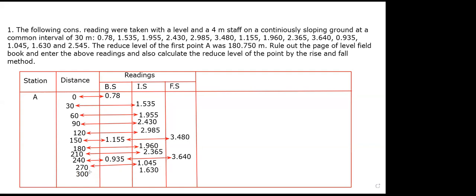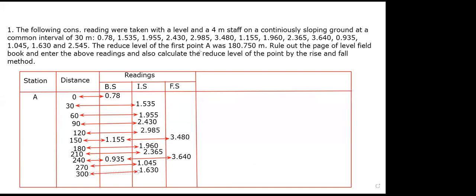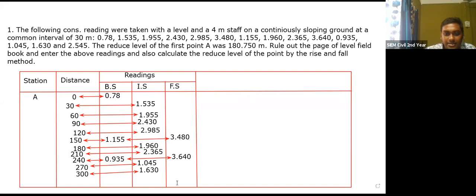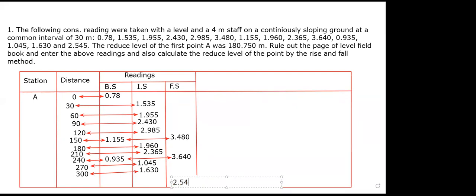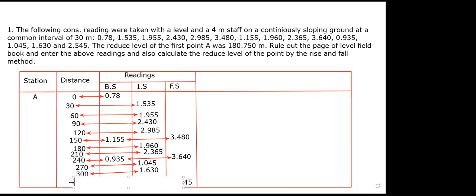Now the last reading is FS, 2.545. Consider the last reading as the FS. So that means the FS value is 2.545, for the distance 330.